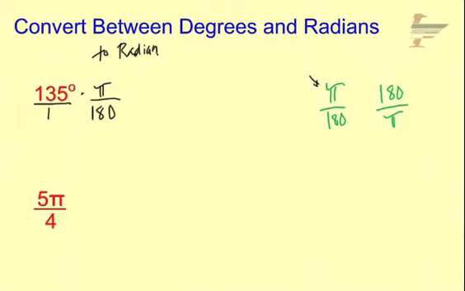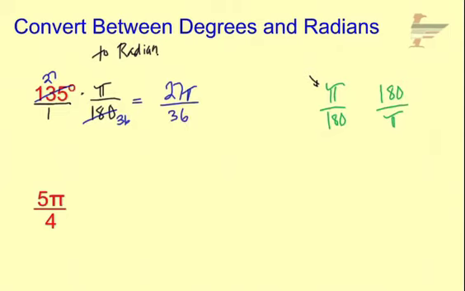I'm going to put this over 1, and all that we can do here is some simplifying before multiplying. 135 over 180. Maybe there's a number that goes into both of these. A quick one that we get is dividing by 5. 135 divided by 5 is 27. 180 divided by 5 is 36. So now we're looking at 27 pi over 36.